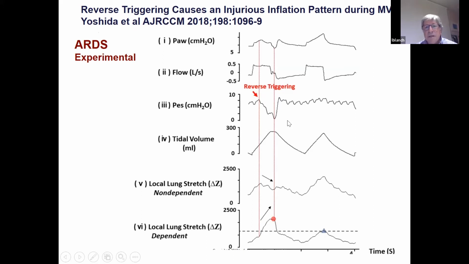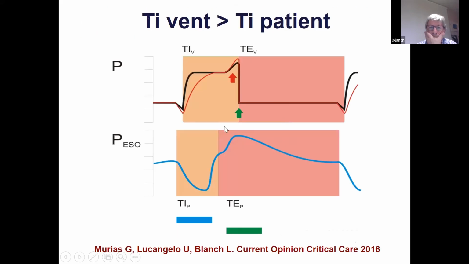So reverse triggering, again, can cause deformation of the lung, increasing the pressure up to a point that can cause lung injury. So, another asynchrony. And this is the asynchrony that is clearly the opposite of what we were commenting on: when the ventilator inspiratory time is longer than the patient inspiratory time.